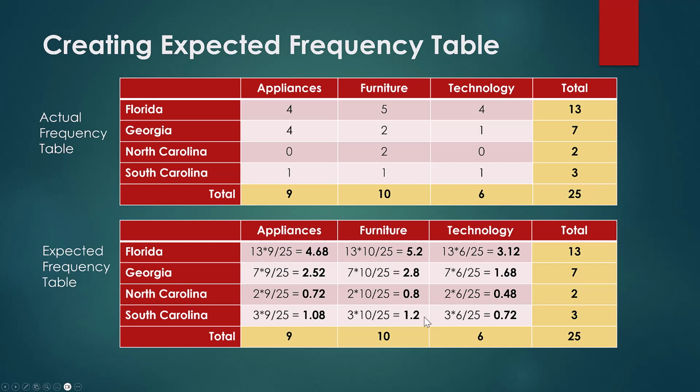Similarly, how did we get this 0.8? North Carolina and furniture. North Carolina's total frequency is 2 and furniture's total frequency is 10. So for North Carolina and furniture, it's 2 times 10 divided by 25, equal to 0.8. So that's how we construct expected frequencies. We can easily write a formula in Excel to compute this expected frequency, and then copy and paste this formula for the rest of these rows and columns.